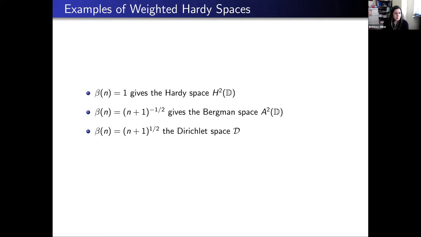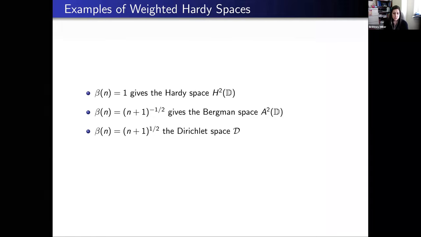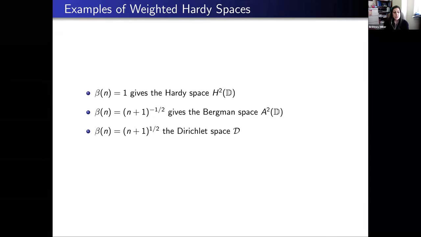So our main goal is to look at composition operators on these spaces and to connect the properties of those operators with their symbols. So we want to learn something about the operator C phi by looking at the function phi itself.